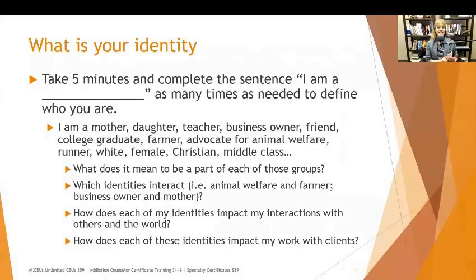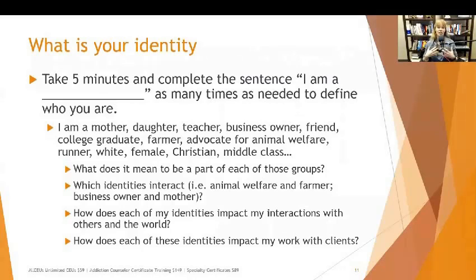Which identities interact? For me, for example, I'm a huge animal welfare advocate, but I'm also a farmer. So, how do those things work together? Well, all of our ducks and chickens live long, happy lives. We use them for eggs, which they're going to give anyway. And that's just the way it is.